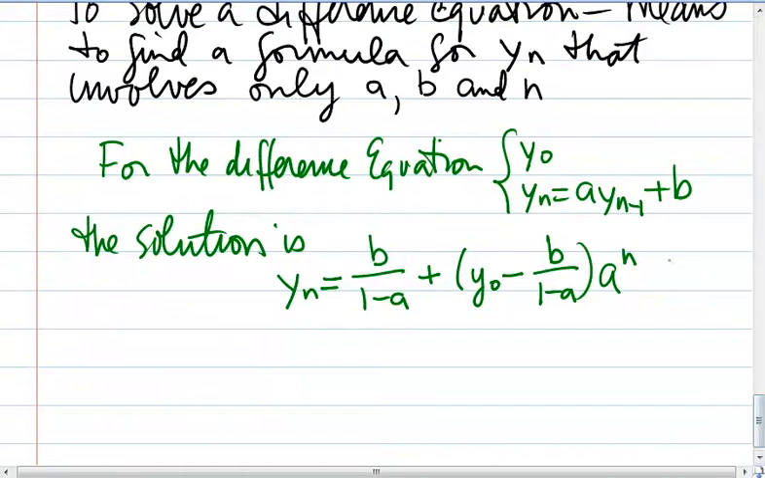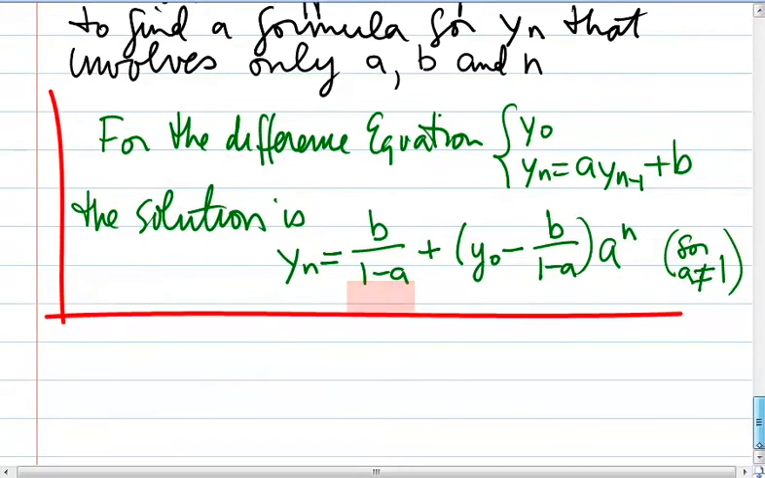And let me put a note in here. This is only for a not equal to 1. We'll have to talk about what happens when a is equal to 1, because you can see I'm putting 1 minus a in the denominator, and we can't make that 0. But we'll address that later.